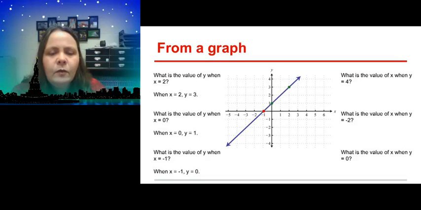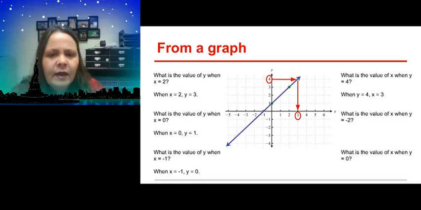All right, we can also work this backwards. So what is the value of x when y equals 4? We're going to find 4 on the y-axis. We're going to go across to the line and then down to the x-axis. And we see that when y equals 4, x equals 3 there.